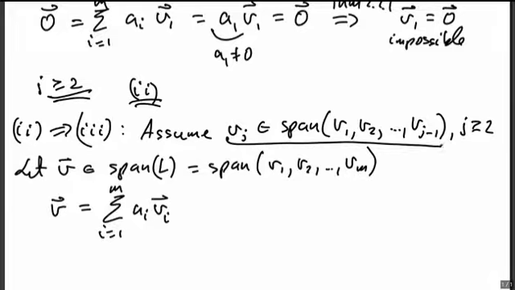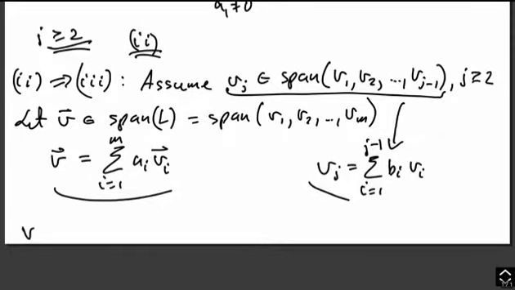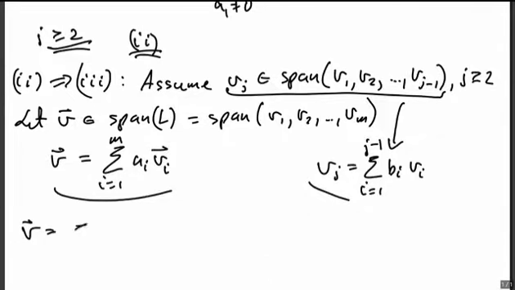If vj is in the span of v1, v2, up to vj minus 1, that means that vj equals a linear combination, let's say bi vi, i goes from 1 to j minus 1. That's the definition of a span, linear combinations. And then combine these two together now. Let me write down what v looks like. So we have in v, in this sum, the summation going to j minus 1 first.